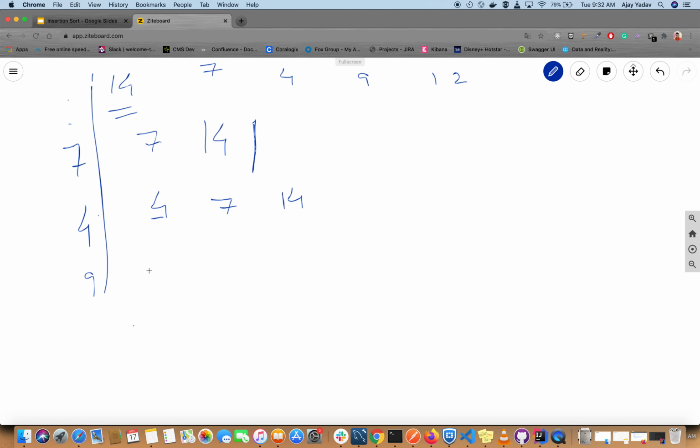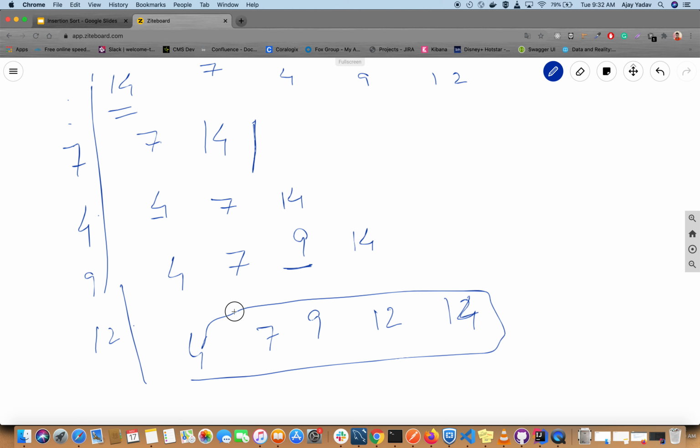9: is 9 smaller than 14? Yes. Is 9 smaller than 7? No. Whenever no, you can insert the element here. We take another element, the 12. What will we do? Is 12 smaller than 14? Yes. Is 12 smaller than the 9? No. So you can insert your 12. Sorry, here you copy 14, here 9, here 7 and 4. So at this particular point of time, you will find that this array is sorted.